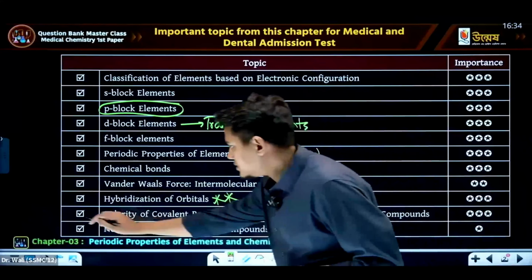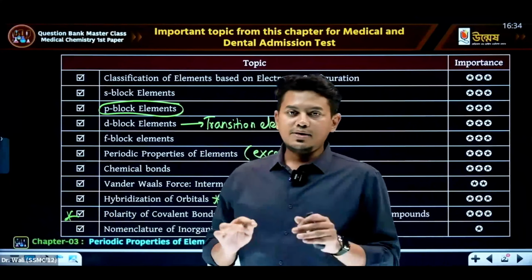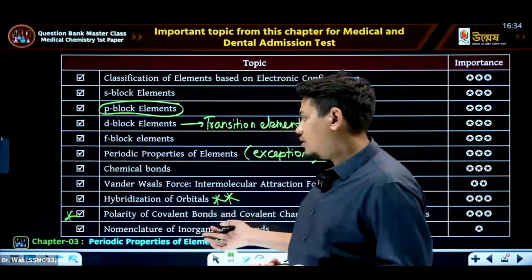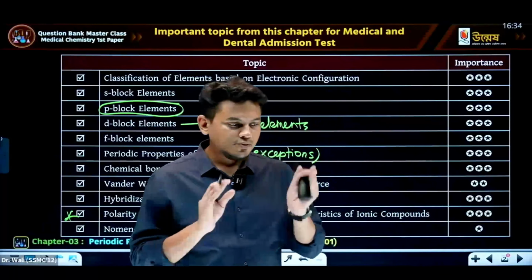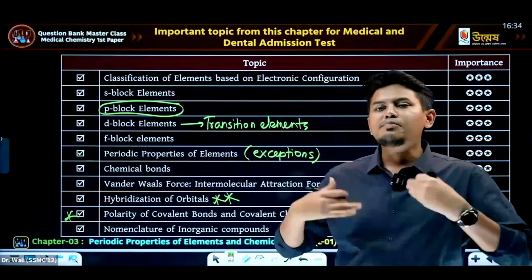Last but not the least, this is a topic which is also easy to answer if you know the concept: Fajan's rule, and also the polarization and polarity concept. Polarity and polarization, many of you get puzzled between these two. So you have to learn the basic idea about polarity and polarization and implement it in the exam.